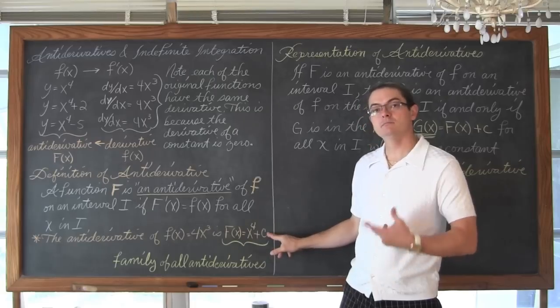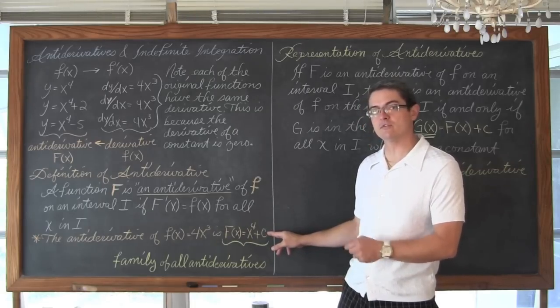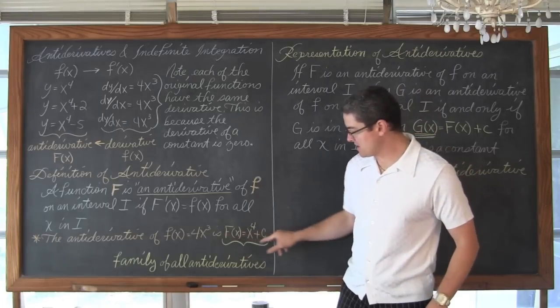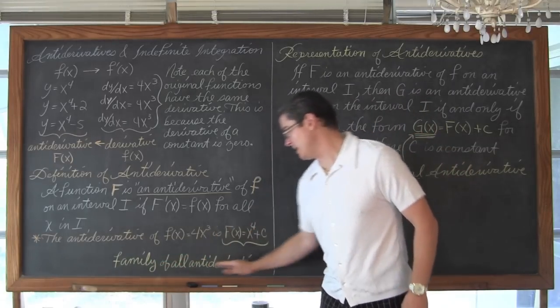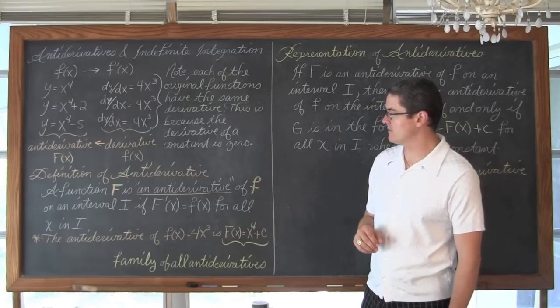And again, without extra information given to us, we can't find out what that vertical shift or that constant actually is at the end of the function. And this, with the plus c, is called a family of all of the possible antiderivatives.